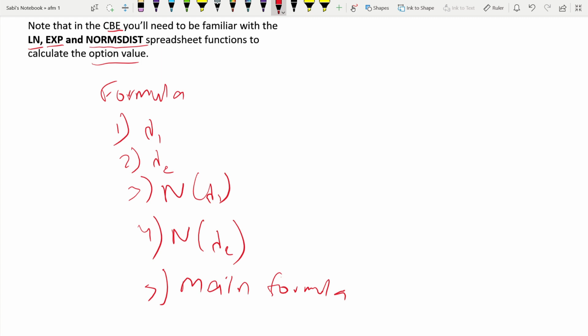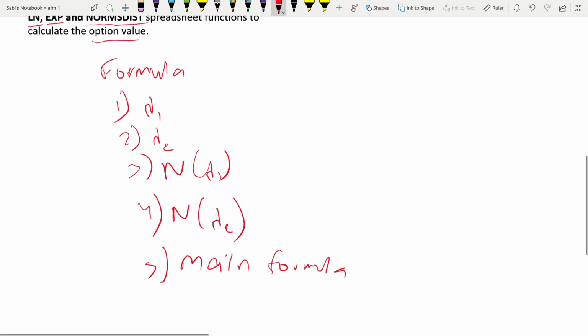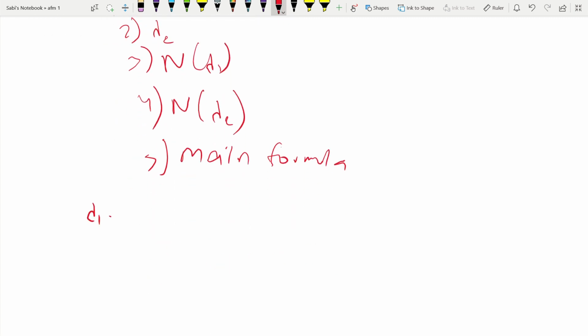Okay, so let's start with the D1 formula. I will write it for you. It's already there. Okay, D1 formula, all these formulas are there in the exam. It is the logarithm of PA over PE, that is price of underlying or share price divided by exercise price, plus R. R is risk-free rate, plus 0.5. This 0.5 is always fixed. S squared. S is your standard deviation squared.